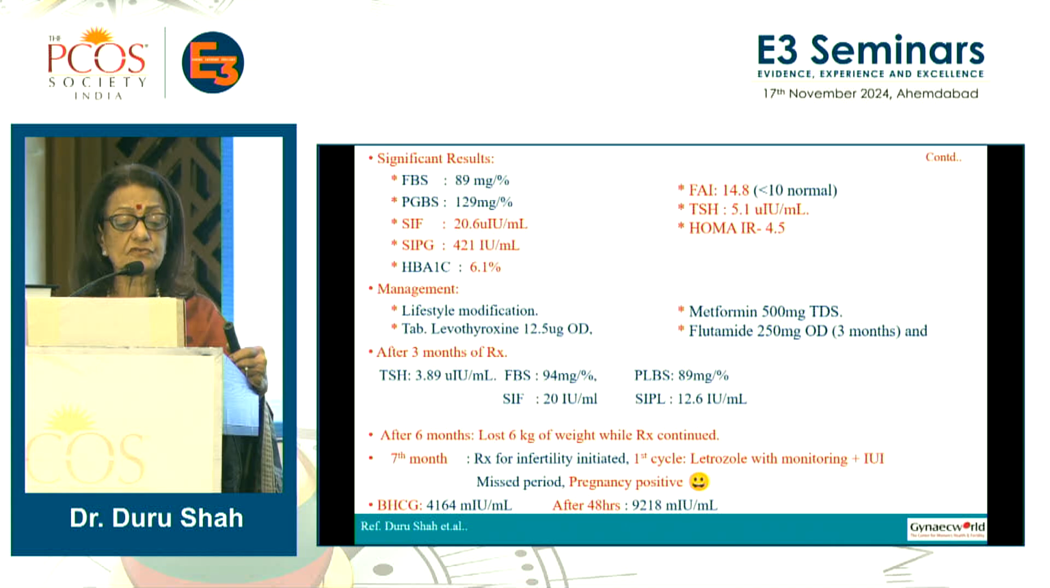After 3 months of treatment, her TSH was 3.89. From 5.1 she came down to 3.89. The dose was slightly increased. She lost some more weight and things started coming back to normal. After 6 months, she had lost only 6 kilos of weight whilst the treatment continued. In the 7th month, treatment for infertility was initiated.